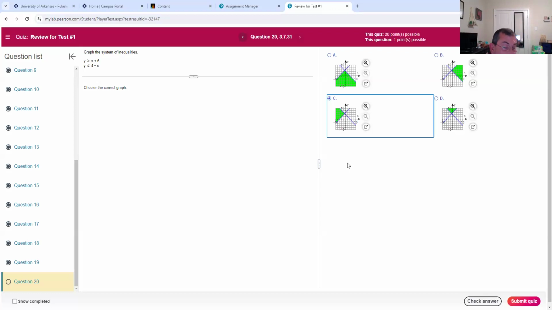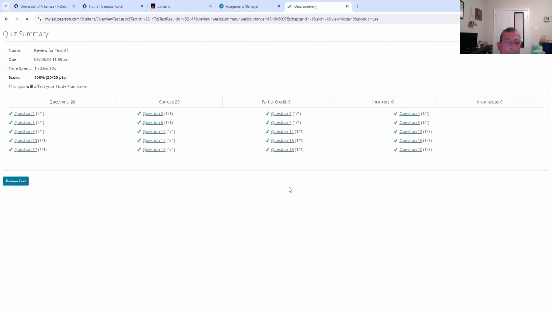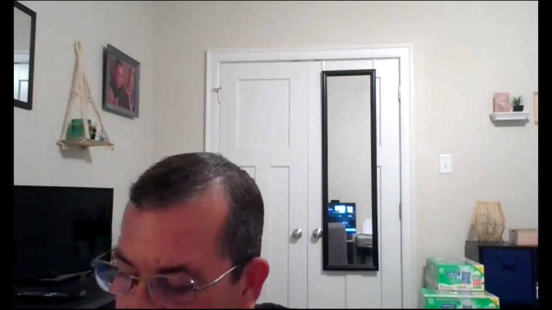Now, I'll tell y'all a little trick on this one. Every time I've ever done this one, it's been the same graph on the left side like that, okay? All right, y'all, so then at that point, you submit it and be done. All right, y'all, so that's your test 1, okay?